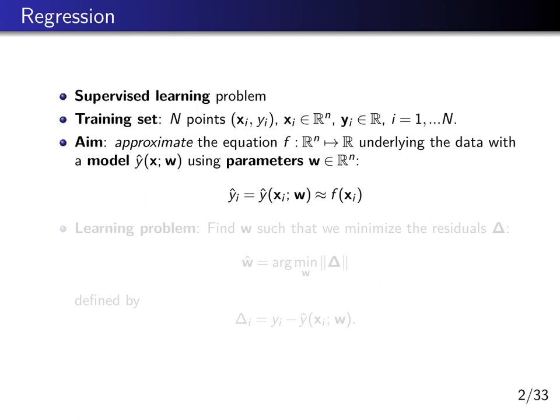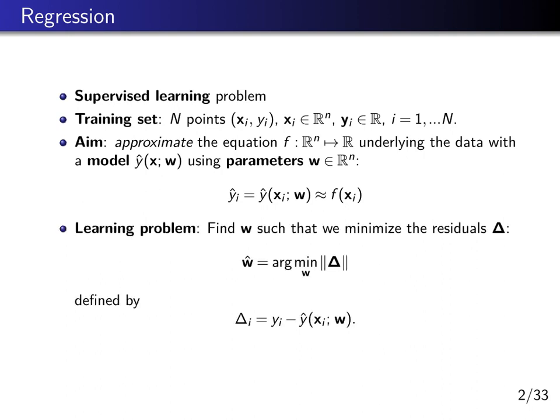This is the learning problem, to find the parameters w such that the model y hat predicts the function f as good as possible. So we can say the learning problem is to find w such that we minimize the errors of the prediction, so the residuals delta, and every delta i is the difference between the label yi that we have for training and the prediction at the point xi with the current parameters w.